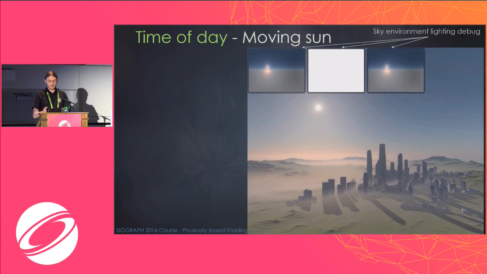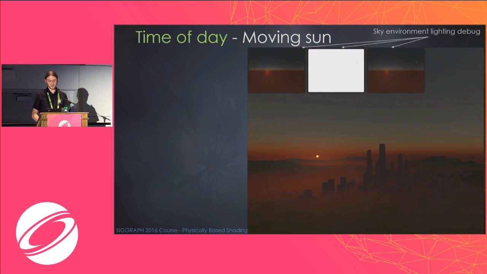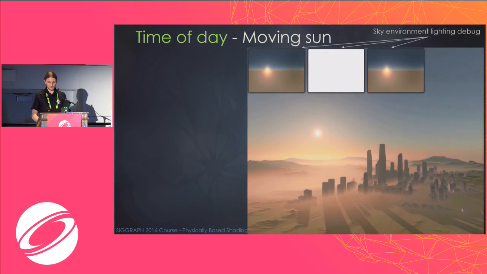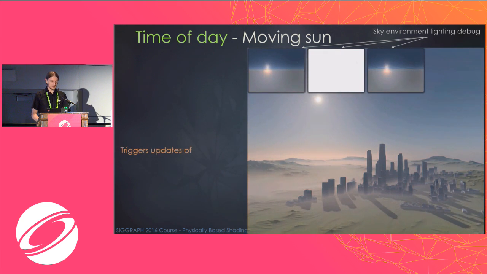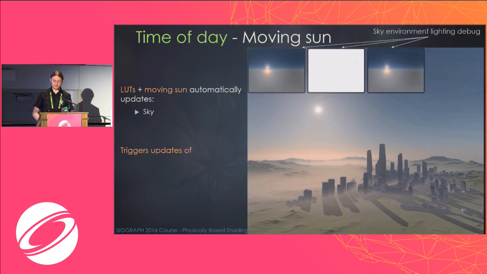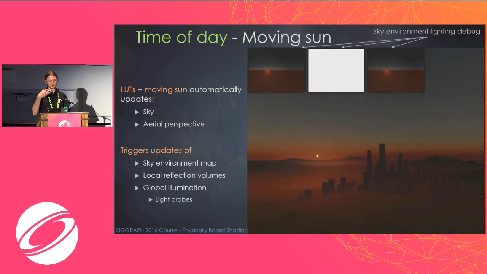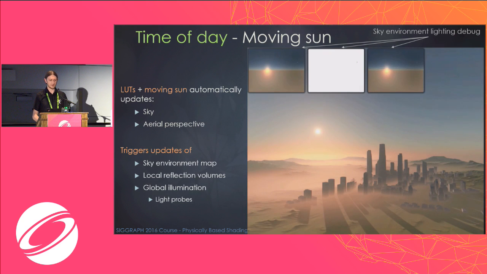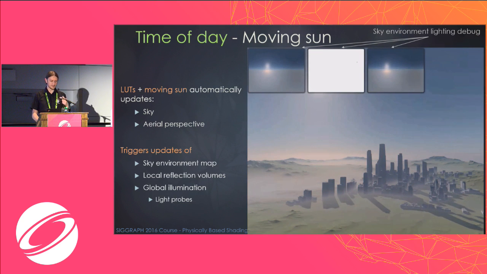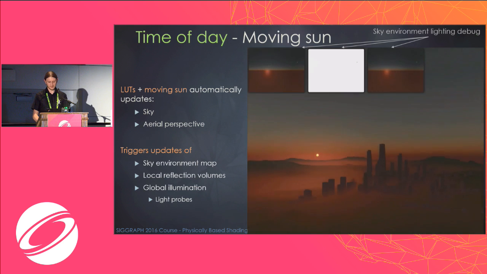So this is a video showing that once you have the lookup table, you can just move the sun around and it will just automatically update. Everything should fit. Some out of order animation. So basically the sky and aerial perspective will update, but you still have to update some other components like your sky environment map, your local reflection volumes, and you also update your global illumination system if you have one, to make sure that everything fits, otherwise it is going to be very visible, especially at sunset.